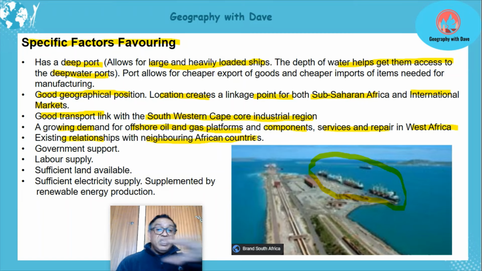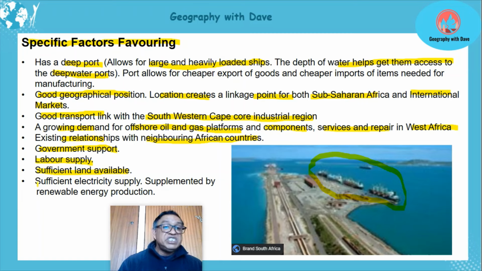Existing relationships with neighboring countries, SADC, etc., and then of course sub-Saharan, further up. Not right up, but around our area, there are good political relationships that allow for trade to happen. And obviously government support, which is important. This area has received government support in terms of technical advice, financial, you understand, various things, and that played a big part. And of course, our general factors apply, like labor supply. There is enough labor supply there, there's sufficient land available to be developed.